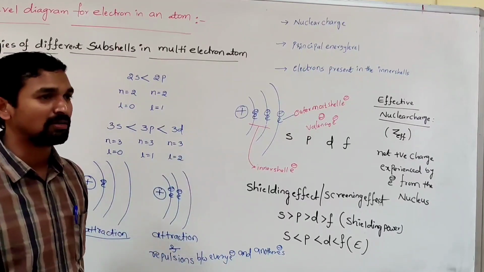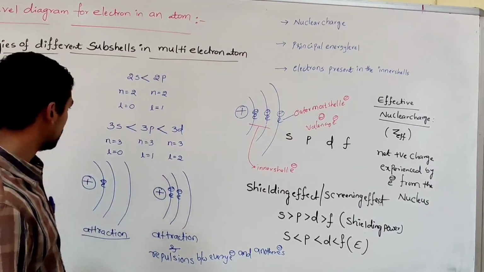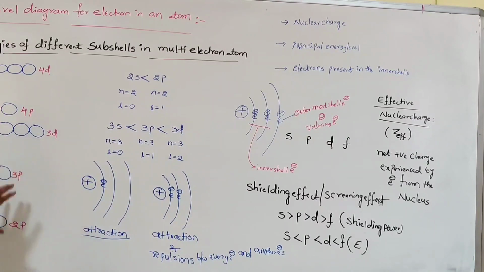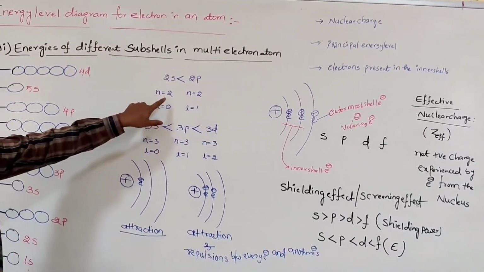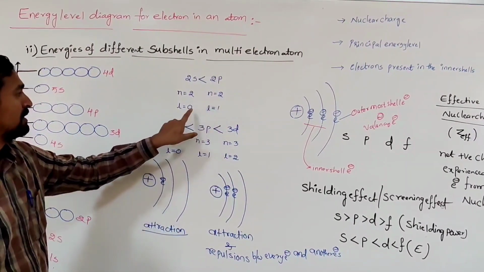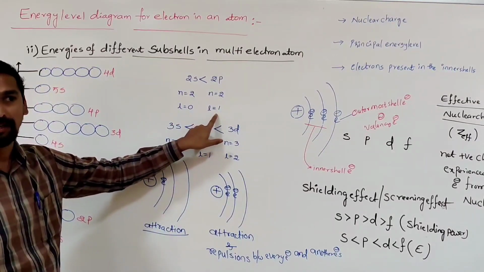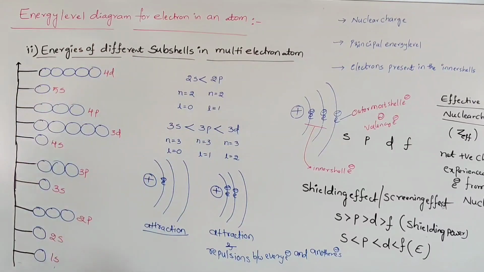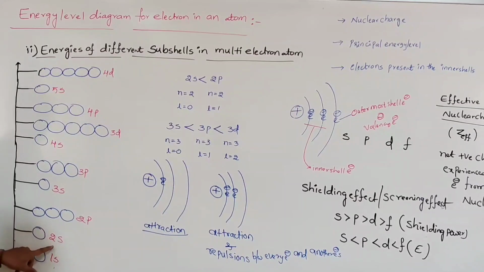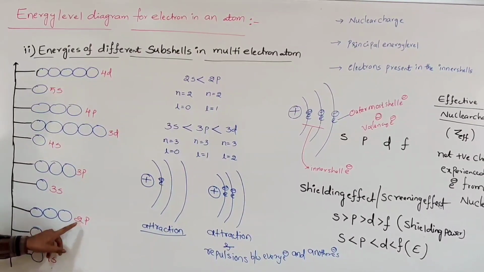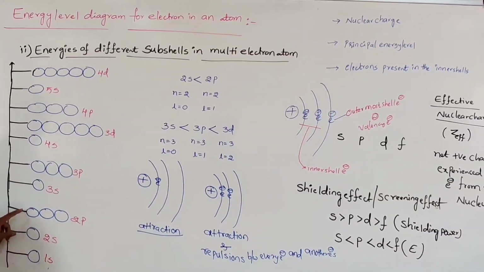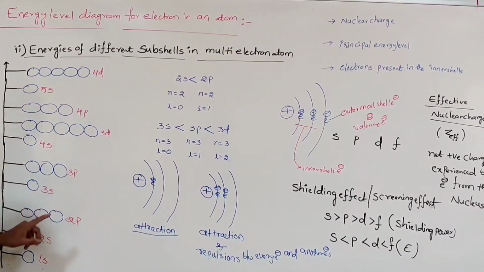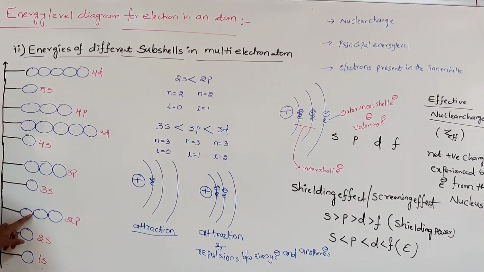So from that we can conclude one statement. The very first one: for a given principal energy level, with increasing value of l, the energy also increases. So 2s has the lower energy, 2p has the higher energy. l is equal to 0, l is equal to 1. That's why for a given principal energy level, with increasing l value, the energy of that subshell also increases. That is the first conclusion.